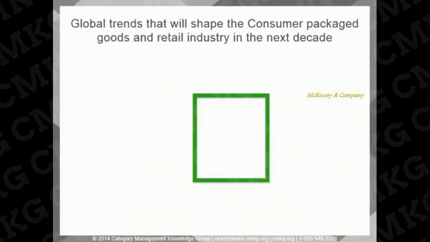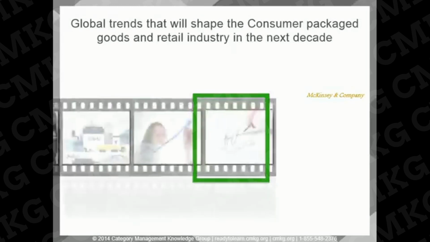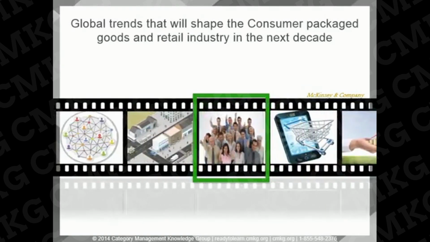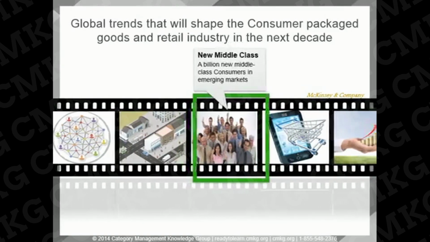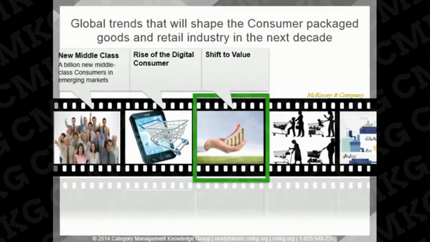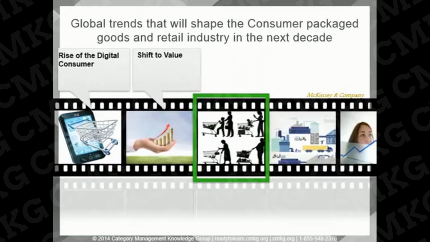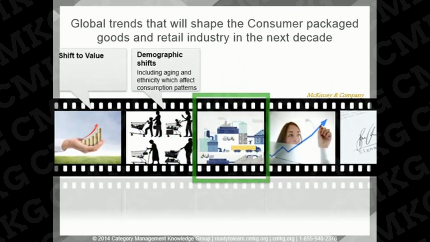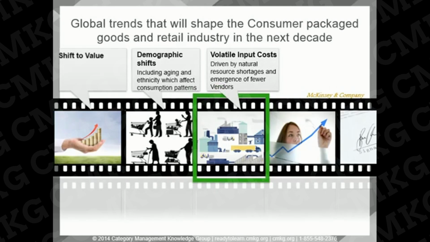According to McKinsey & Company, there are 5 global trends that will shape the consumer packaged goods and retail industry in the next decade: 1 billion new middle-class consumers in emerging markets, the rise of the digital consumer, the shift to value, the impact of demographic shifts, including aging and ethnicity, on consumption patterns, and increasingly volatile input costs driven by natural resource shortages and the emergence of fewer, bigger vendors.